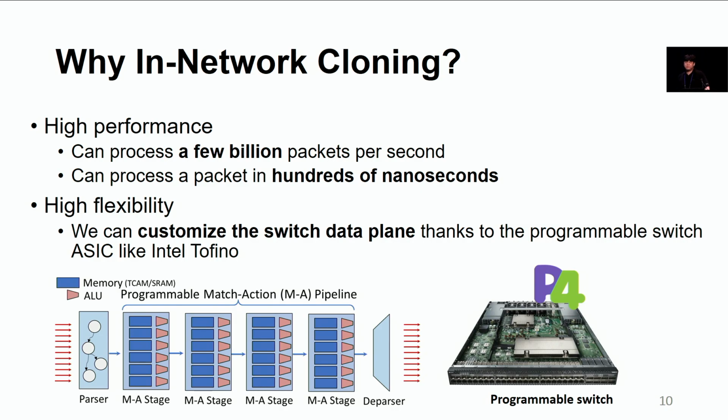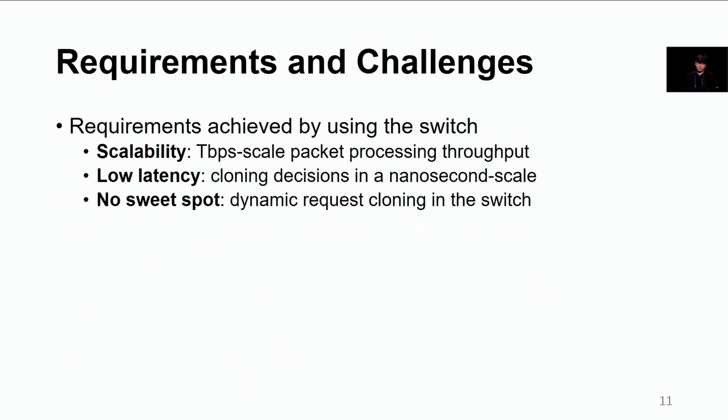The network switch is a vantage point for dynamic request cloning because it provides high performance. The switch can process a few billion packets per second, and it can process a single packet within 100s of nanoseconds. Also, thanks to recently emerging programmable switch ASICs like Intel Tofino, we can customize the switch data plane in the P4 language. So by using the network switch for request cloning, we can achieve this requirement easily.